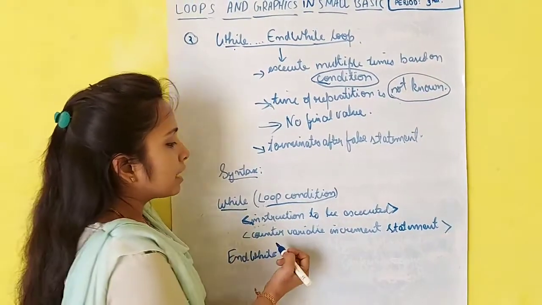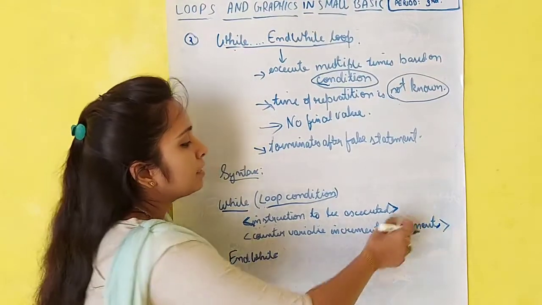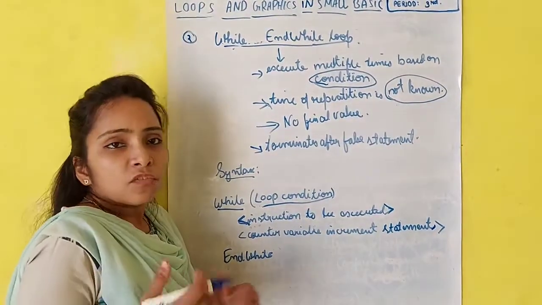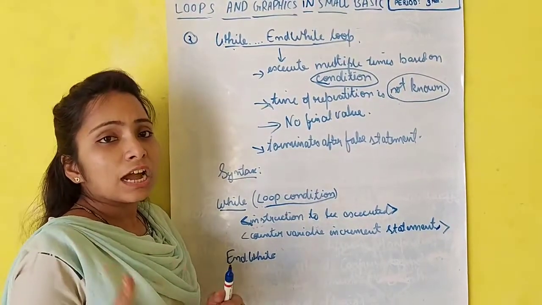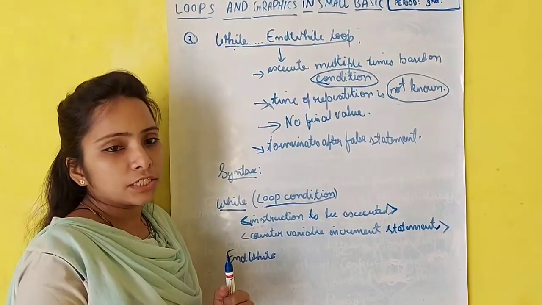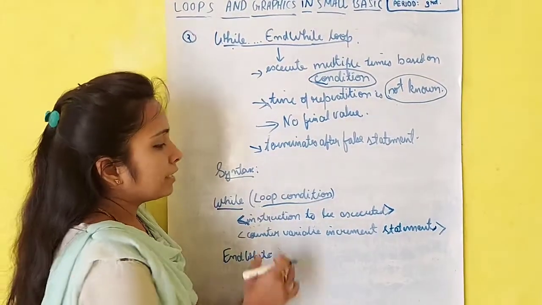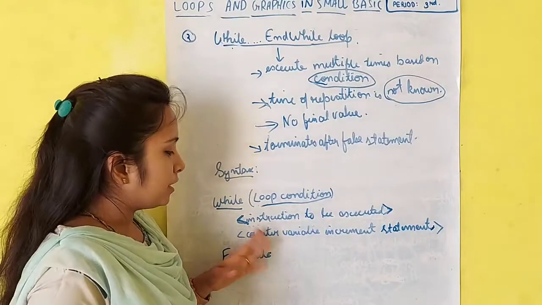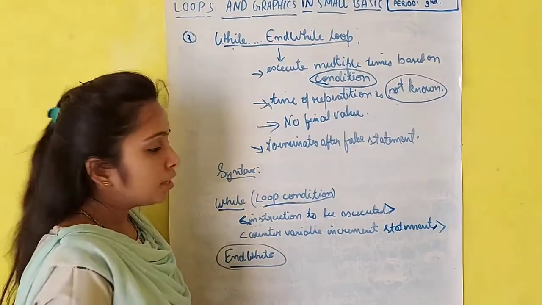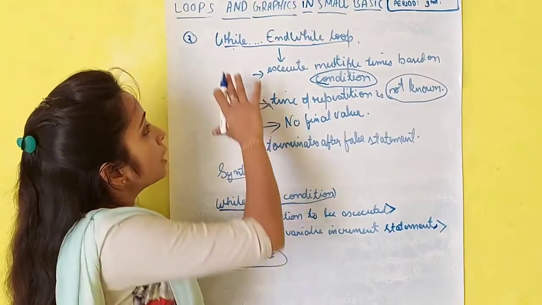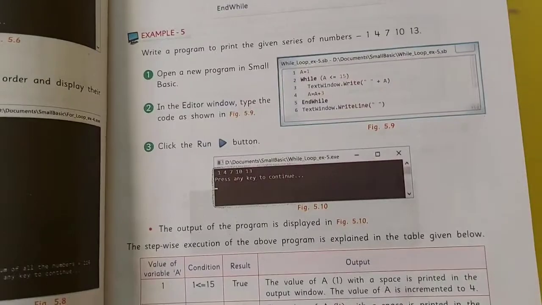After that, the counter variable increment statement. Counter variable increment statement means that as we execute the same statements one after the other, the counter variable value changes. Okay, the counter variable value changes. And that statement should be written here. And then we will end it with end while. Clear? So this is the syntax for the while loop. And this is what the while loop is.